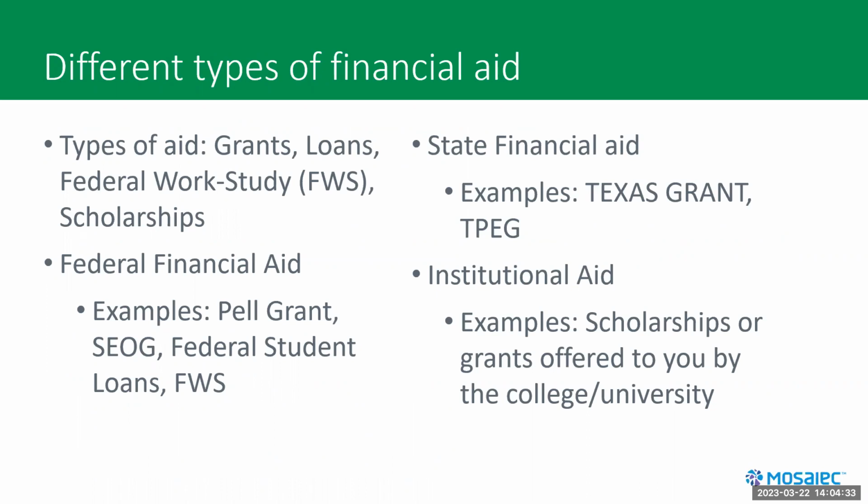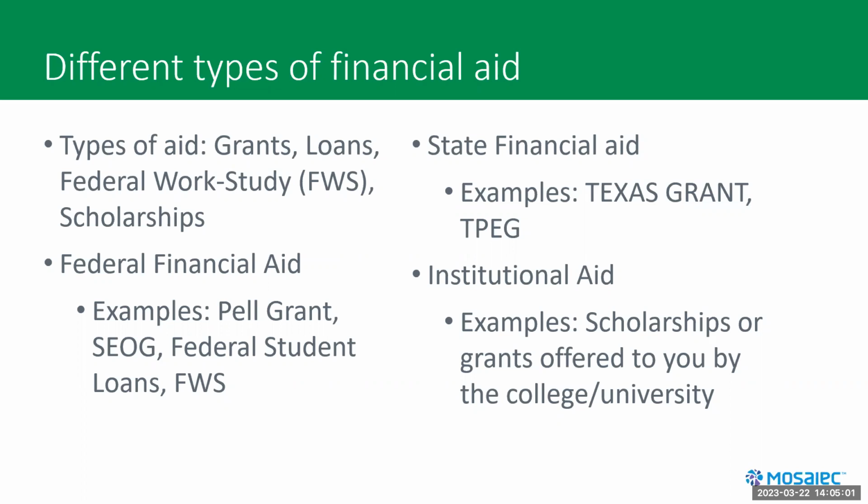So if we're looking at federal financial aid, some examples might be a Pell Grant. You might see that on your aid offer. Or SEOG. SEOG stands for Supplemental Educational Opportunity Grant, which is another grant that would be awarded to you by the financial aid office. Again, federal financial aid would be federal student loans or federal work study. Those are all examples of federal financial aid.